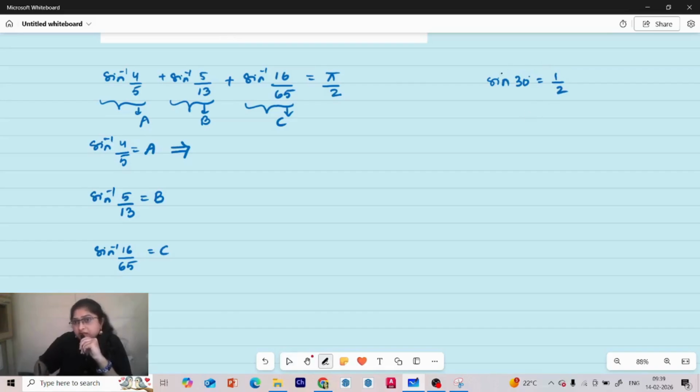Now if I write, can I write it like this? 30 is equal to sin inverse of half. I can write it like this, right? Suppose directly I gave you sin inverse of 1 by root 2 is equal to 45 degrees.